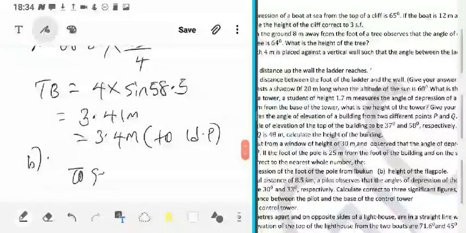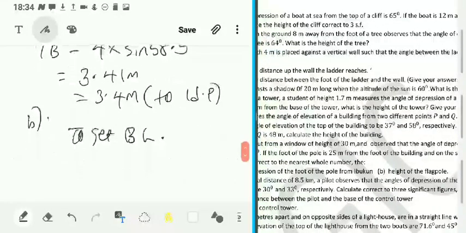So to get BL, and BL is the what? The adjacent side. The side that we're looking for is the adjacent side. So definitely A should be in your formula. Hypotenuse is given as 4 meters. And also we just solved now for the opposite side as 3.4 meters.